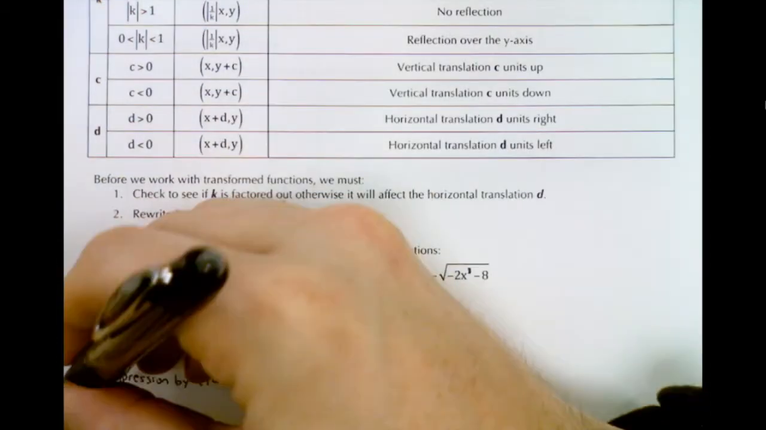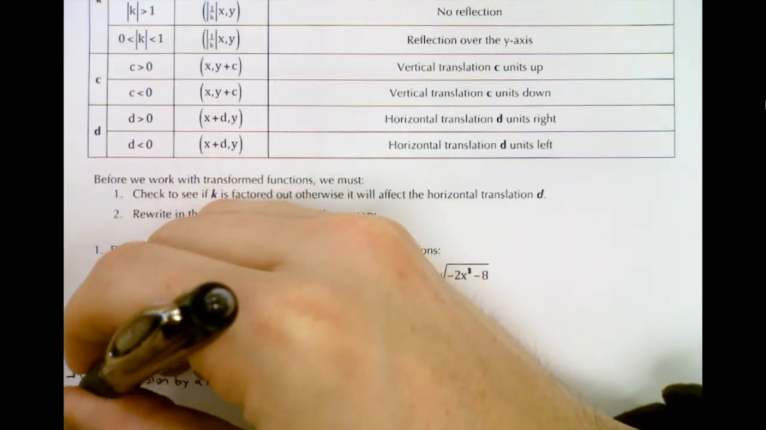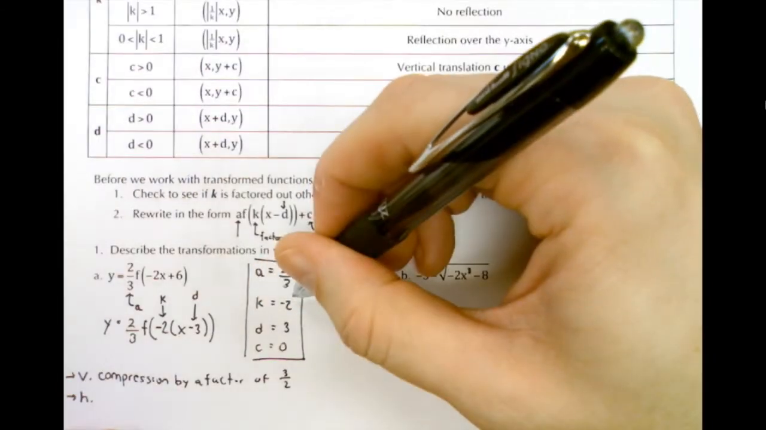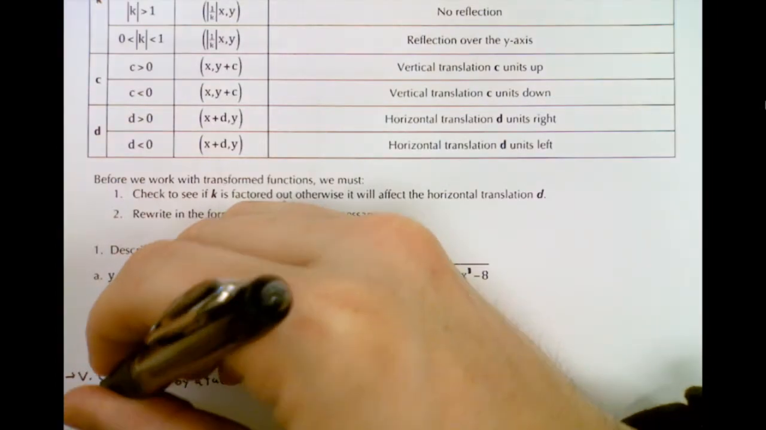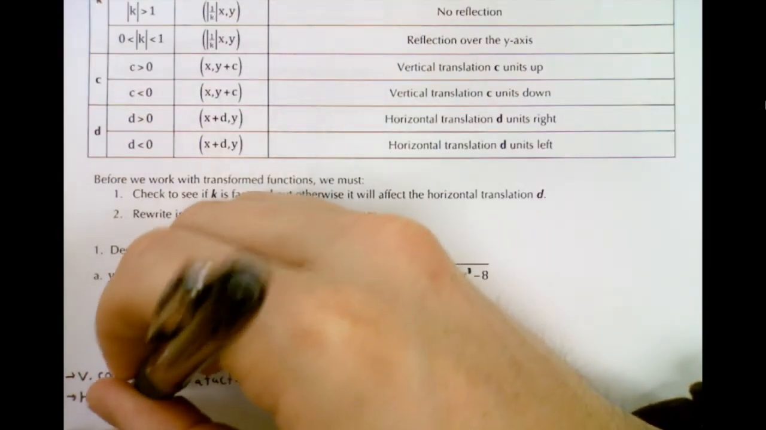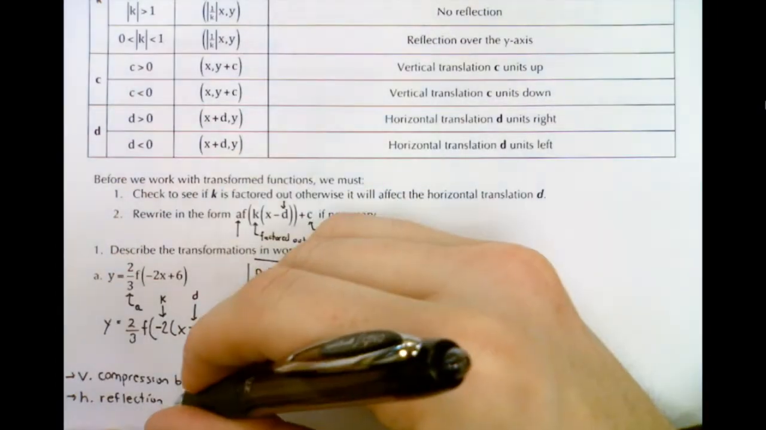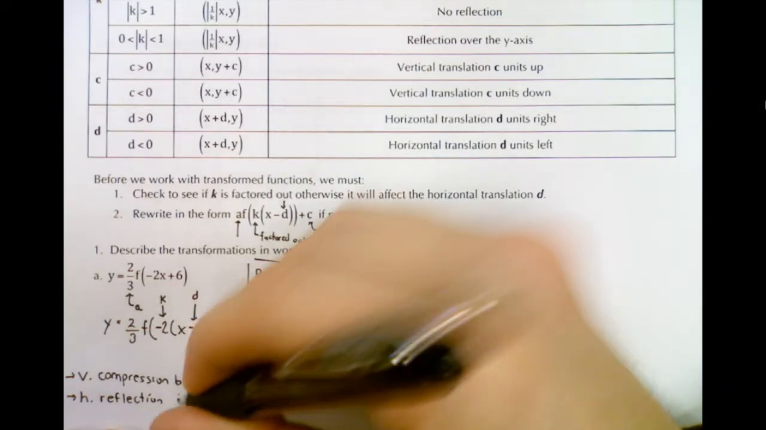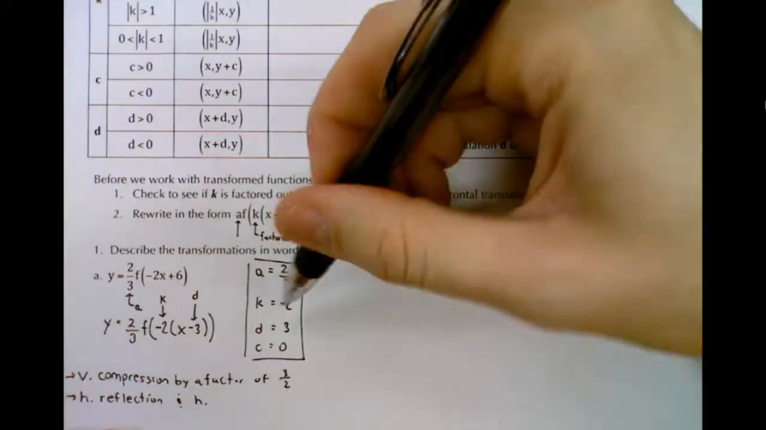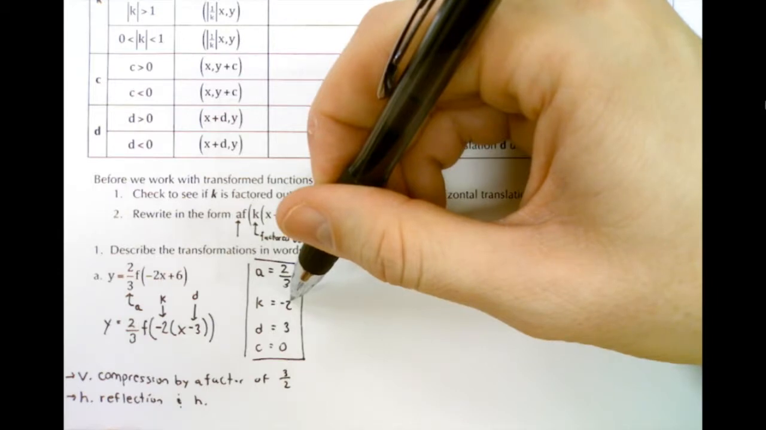K. K is horizontal. K is negative. So we actually have a horizontal reflection. And K is bigger than 1. If we ignore the sign, the magnitude of K is bigger than 1.